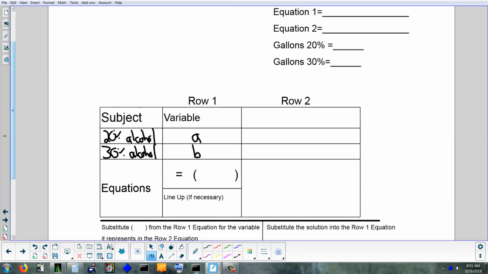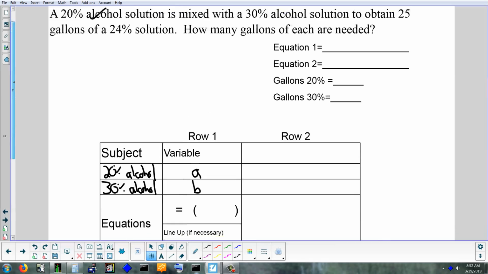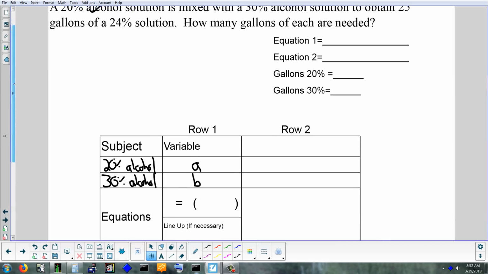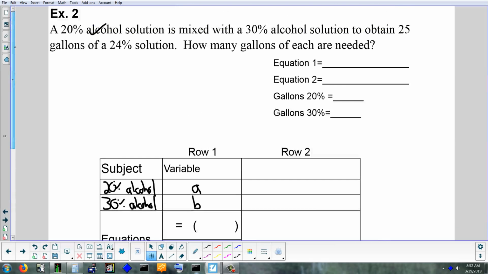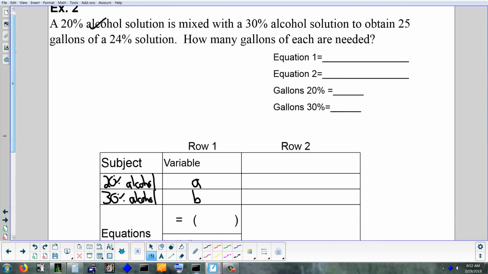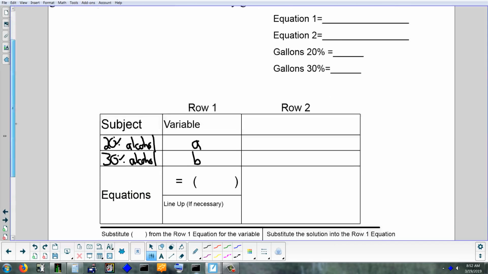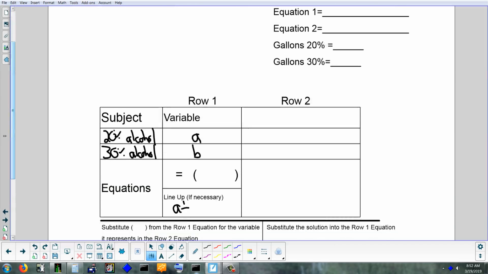Why are we saying no? What are we going to have to do in these type of problems? We have to rearrange, right? Matt, I'm going to put it in the line up box, so I have to rearrange it. What's my equation going to be before I rearrange it to get a variable by itself? A plus B equals 24. Careful. That's the percentage. I want to know the total amount. Gallons, quarts, ounces. A plus B equals 25?